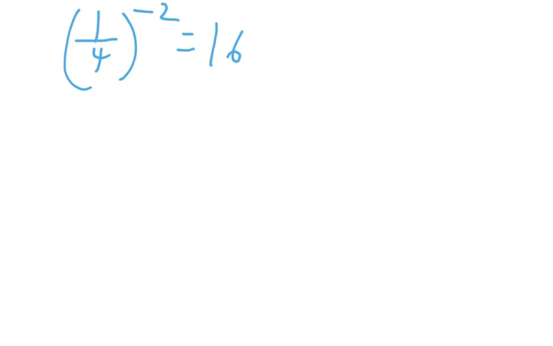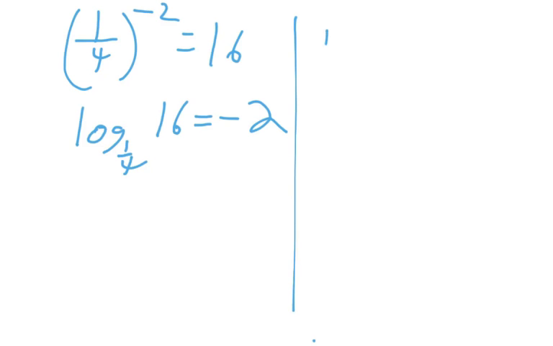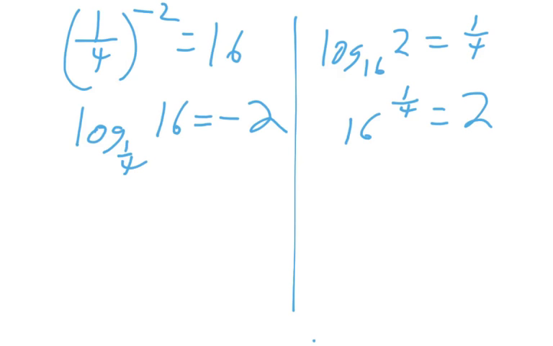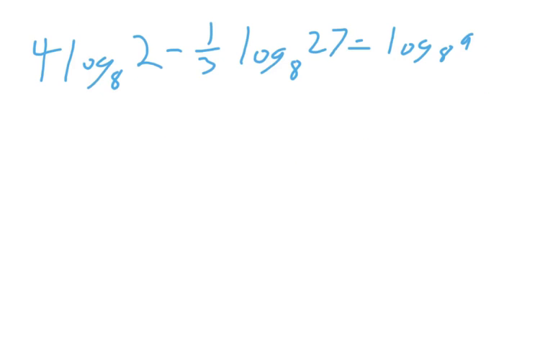For this one, you rewrite this as a logarithm. So we got log base 1/4. The 16 becomes the problem. The exponent becomes the answer. And if they give you the logarithm, log base 16 of 2 equals 1/4, you rewrite this with base 16. The 1/4 becomes the exponent, and the 2 becomes what is equaled.